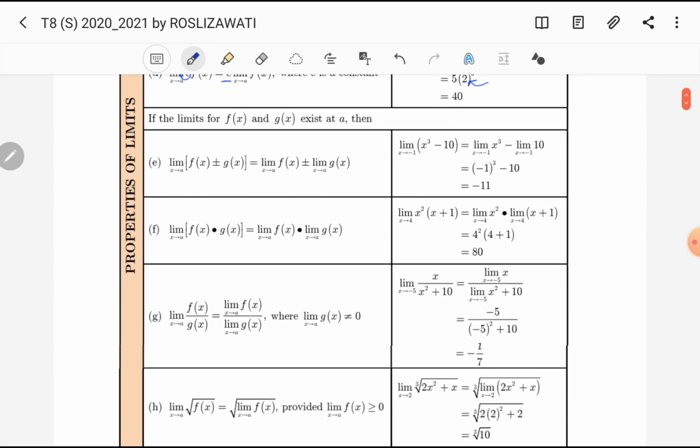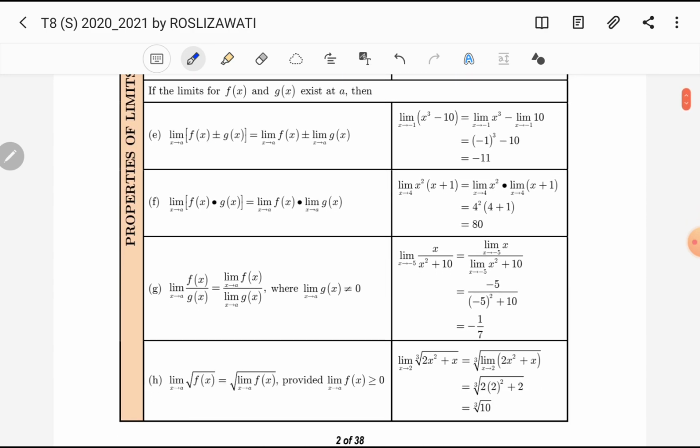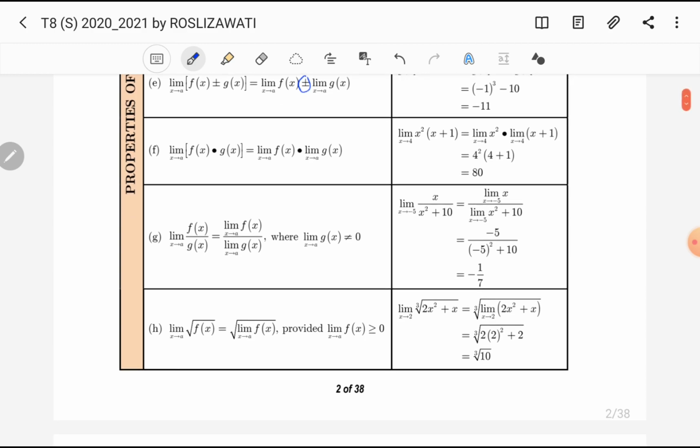Okay, next. Limit fx plus minus gx can be written separately and it becomes limit fx as x approaches a plus minus limit gx as x approaches a. Okay, kita boleh kira asing-asing. Ya? Okay, next. The same thing for multiplication. So, fx times gx, kita boleh tulis separately. Limit fx times limit gx. Okay, and you can look at the example given here lah.